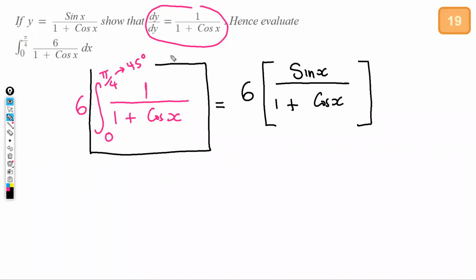So we don't actually have to integrate it. We have two things connected here that tell us what we will get if we differentiate or integrate each one of them. And now we can put the pi on 4 and 0 here. Of course, pi on 4 is 45 degrees if you're using a trig function. So work out the square brackets, and whatever you get for your final answer, multiply it by 6. Okay?